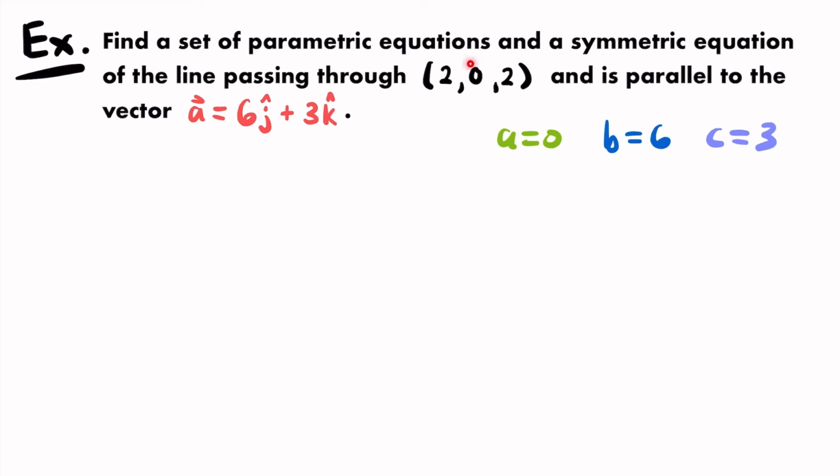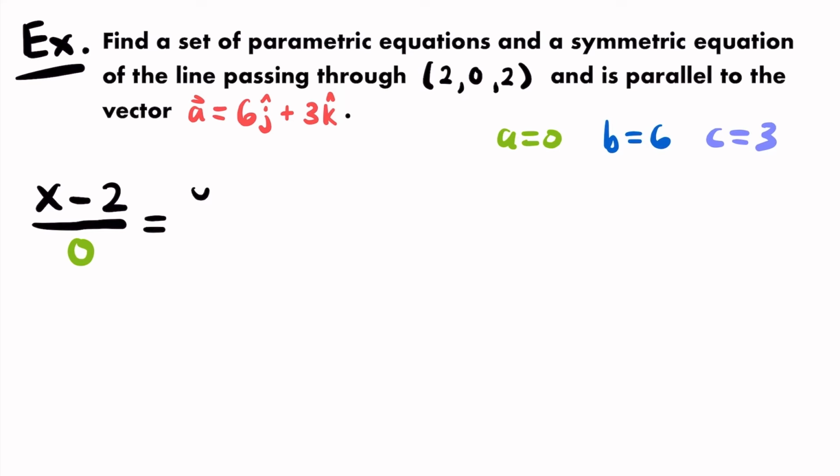So let's start with our symmetric equation. We're going to have x minus x1, the x coordinate of our point, which is 2. We'll have x minus 2 divided by a, which is 0. So we're dividing by 0, which is problematic. We'll come back to that. Let's just set up the rest of this equation, and then we'll talk about how we will adjust for the fact that dividing by 0 is an issue.